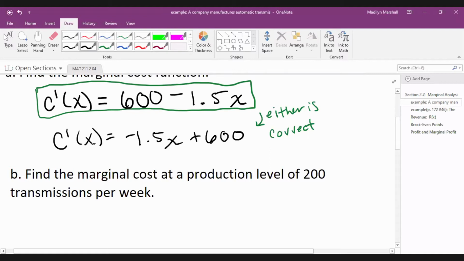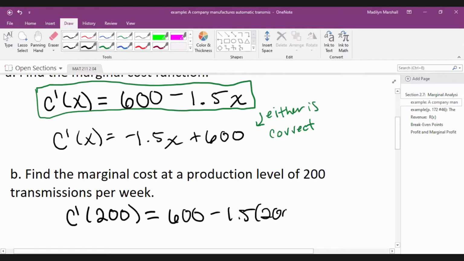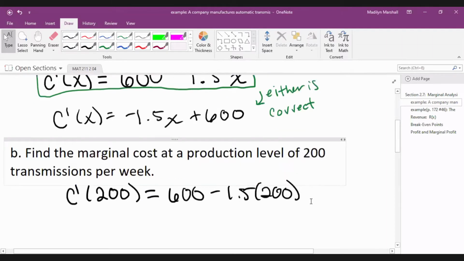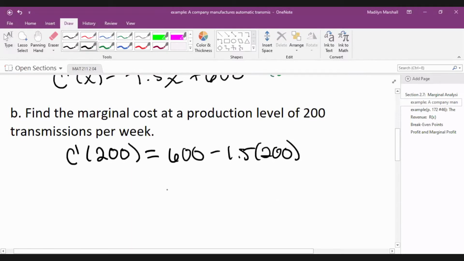So if we want to know the marginal cost at a production level of 200 transmissions per week, what are we going to do to find that? Plug 200 in for X. Yes, exactly. So we have our marginal cost function. There it is. I keep losing my little pen on the screen. Oops. So we are plugging 200 in for X. So now we'll have C prime of 200. And we'll just evaluate.